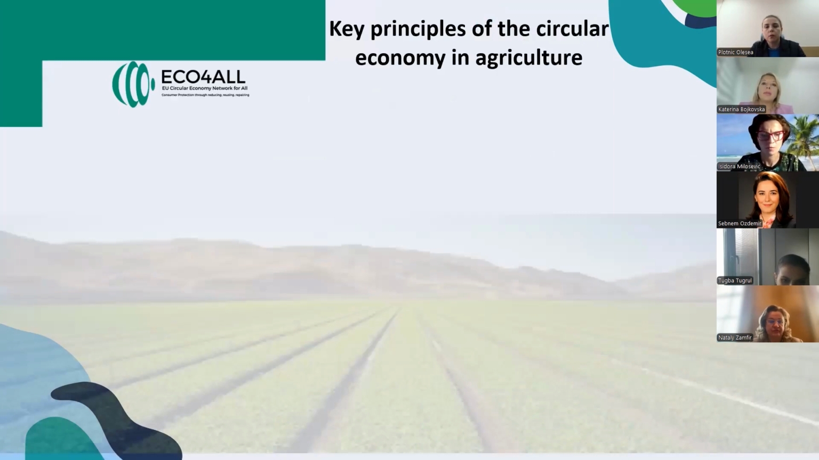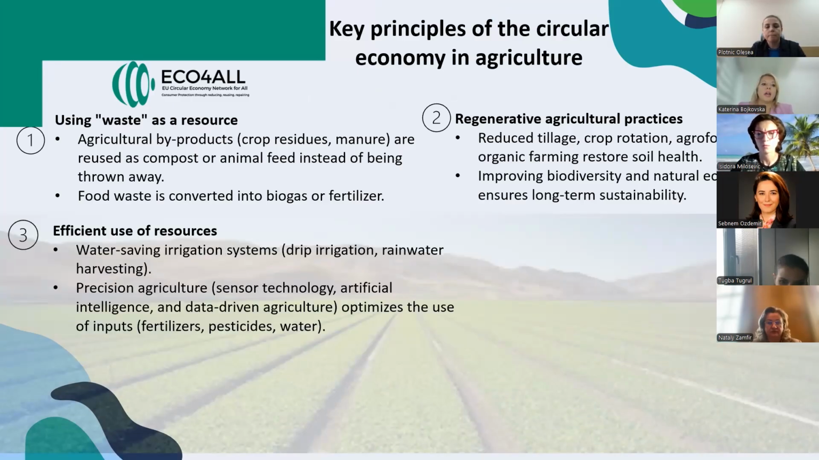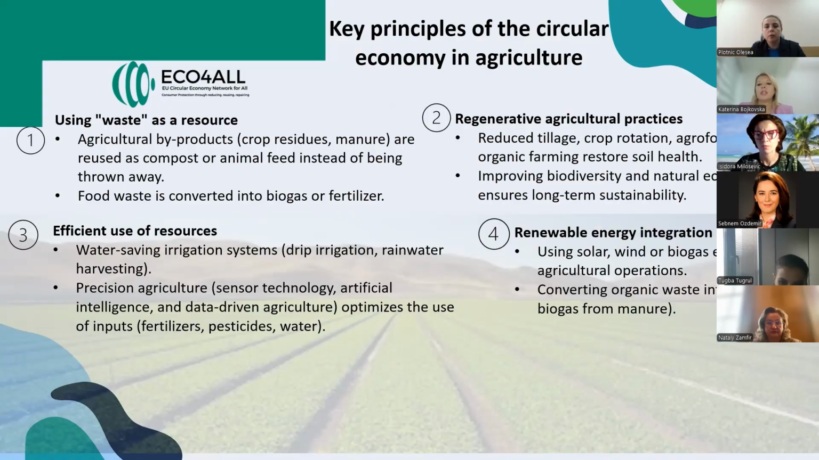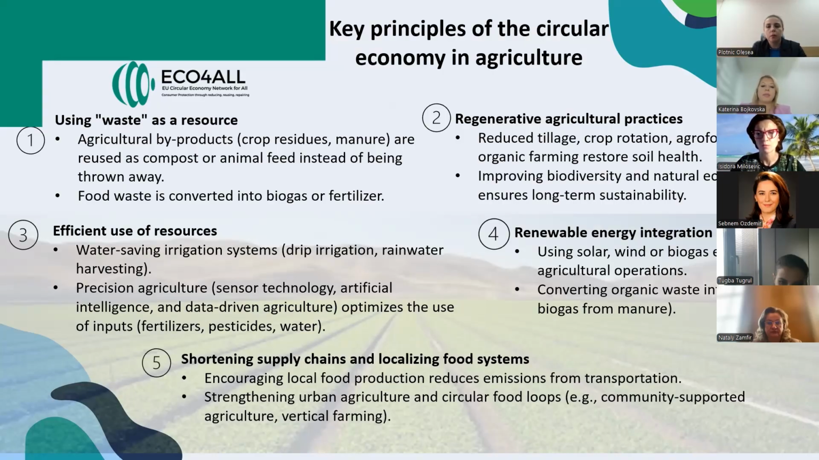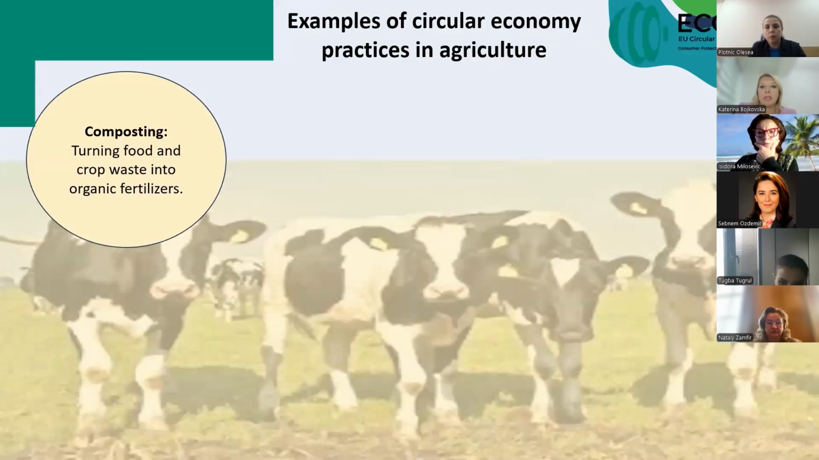There are some key principles of the circular economy in agriculture. First is using waste as a resource. Second is regenerative agricultural practices, efficient use of resources, renewable energy integration, and shortening supply chains and localizing food systems. There are some examples of circular economy practices in agriculture.